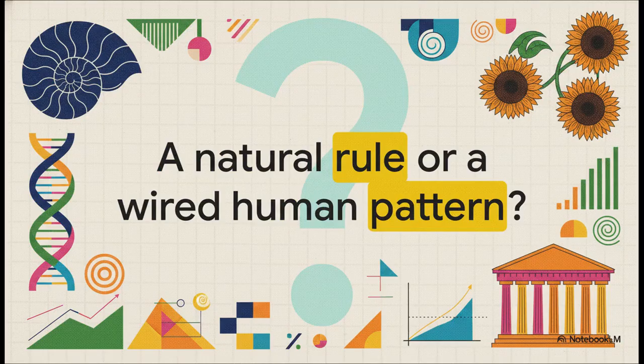Which brings us to the ultimate takeaway, and honestly, a question I really want to leave you pondering today. Throughout this explainer, we've seen the 1.618 ratio pop up in shells, in sunflowers, inside our own DNA, in our grandest architecture, and even in our global economics. But is the golden ratio truly this unbreakable rule of nature that the entire universe just has to follow? Or is it simply a pattern that we humans, because of our own biology, are just fundamentally wired to seek out and replicate in everything we do?